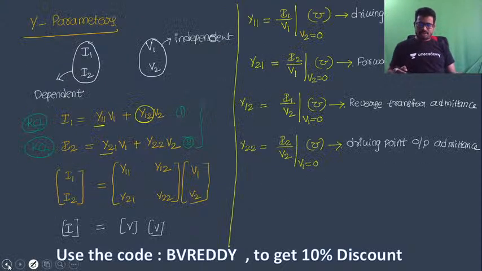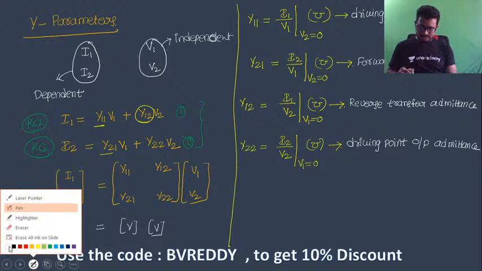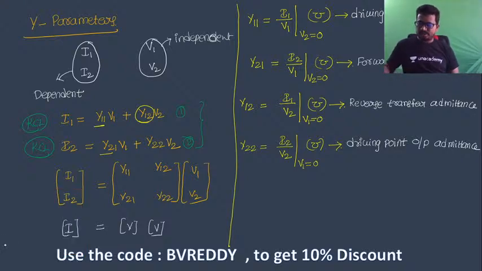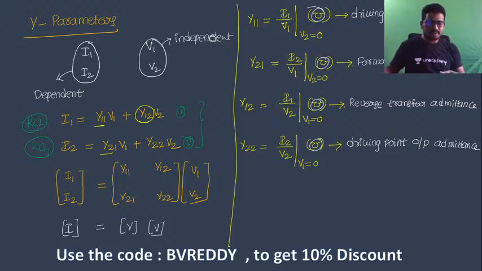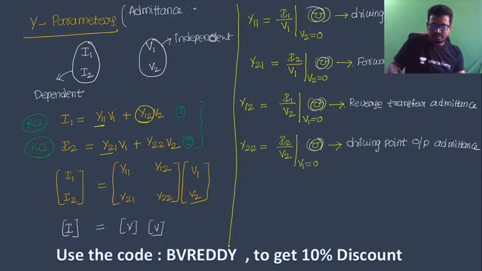And here you can see one more thing. What are the units of each of these parameters? Mhos. Mhos means admittance, right? So that's why these are also called admittance parameters.